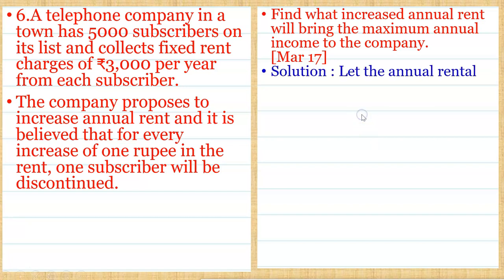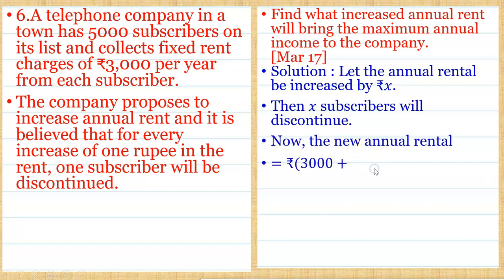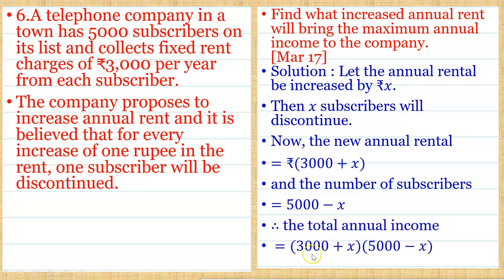Okay, now see this here, the solution. Let the annual rental be increased by X rupees. Okay, X subscribers will be discontinued. As much as we increase the rent, that many subscribers decrease. And therefore now the new annual rent is, the old one was 3000, so 3000 plus X. Okay, the number of subscribers is 5000 minus X. Okay, the total annual income is 3000 plus X into 5000 minus X.